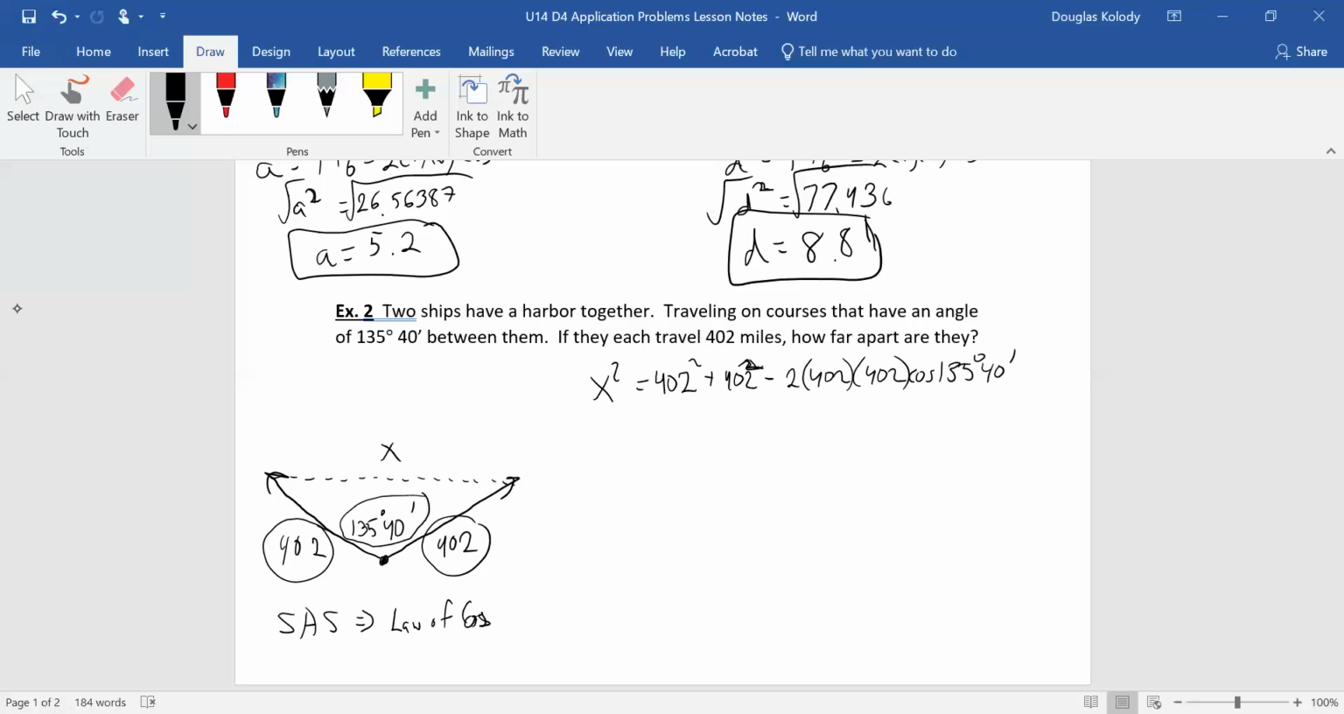If I work that on through, x squared is going to be roughly a big number, 554,397.2516. Take square roots on both sides, and I get x equal to 744.6. And we're talking about miles here.